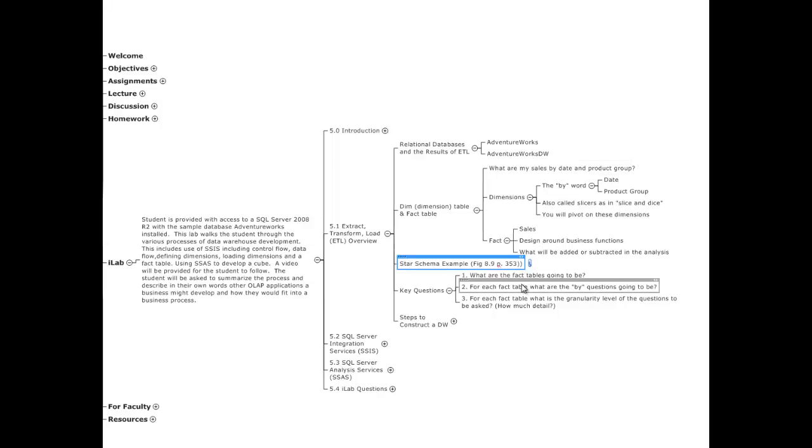Then you're going to have to identify, if you have a list of fact tables, what the individual "by" questions are going to be as a set, because each fact table might have one or more dimension tables attached to it, and you have to understand which of all the candidate dimension tables you might have are going to be the most relevant. And finally, for each fact table, this is a specific area that's very, very difficult. If you don't get this one right, everything you've done before and after is going to be pretty much useless. You've got to determine what granularity level the questions are going to be for each fact table.